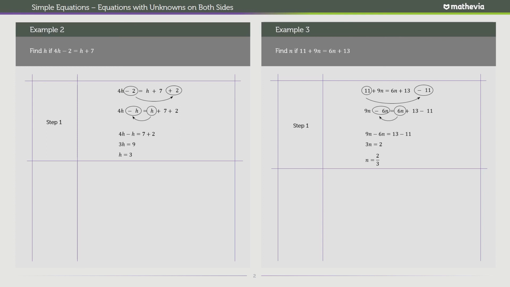And that would bring us to the end of this very simple lesson: solving simple equations where you have the unknowns on both sides of the equation. You can go ahead now and attempt questions on the worksheet.